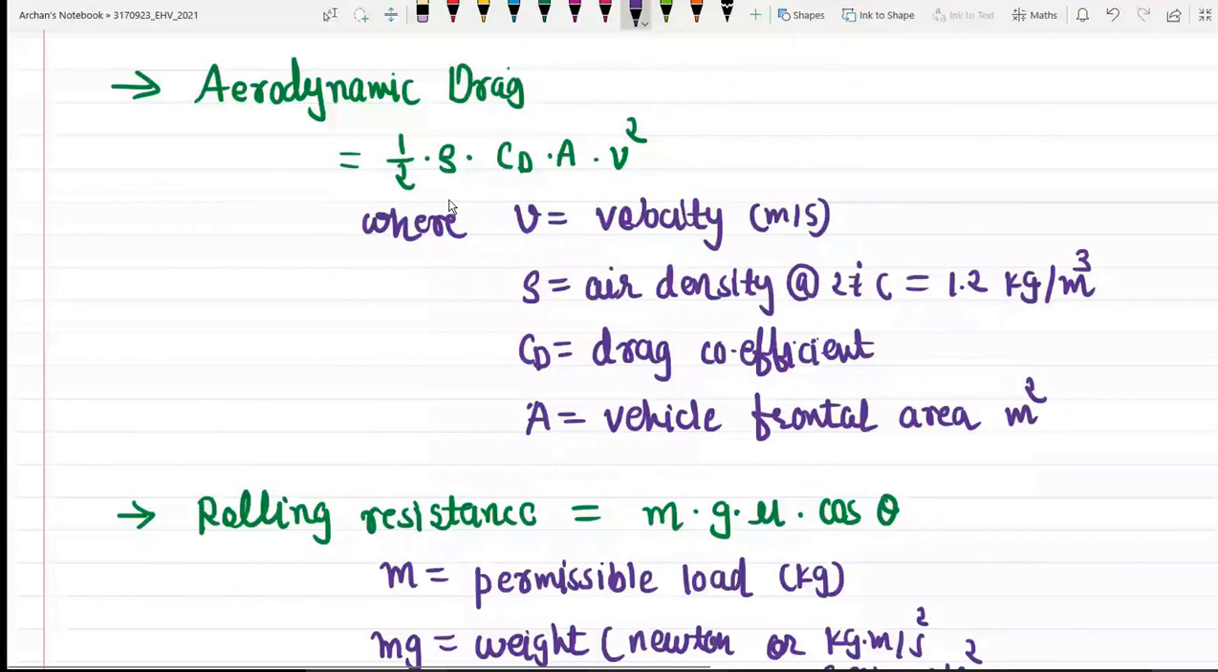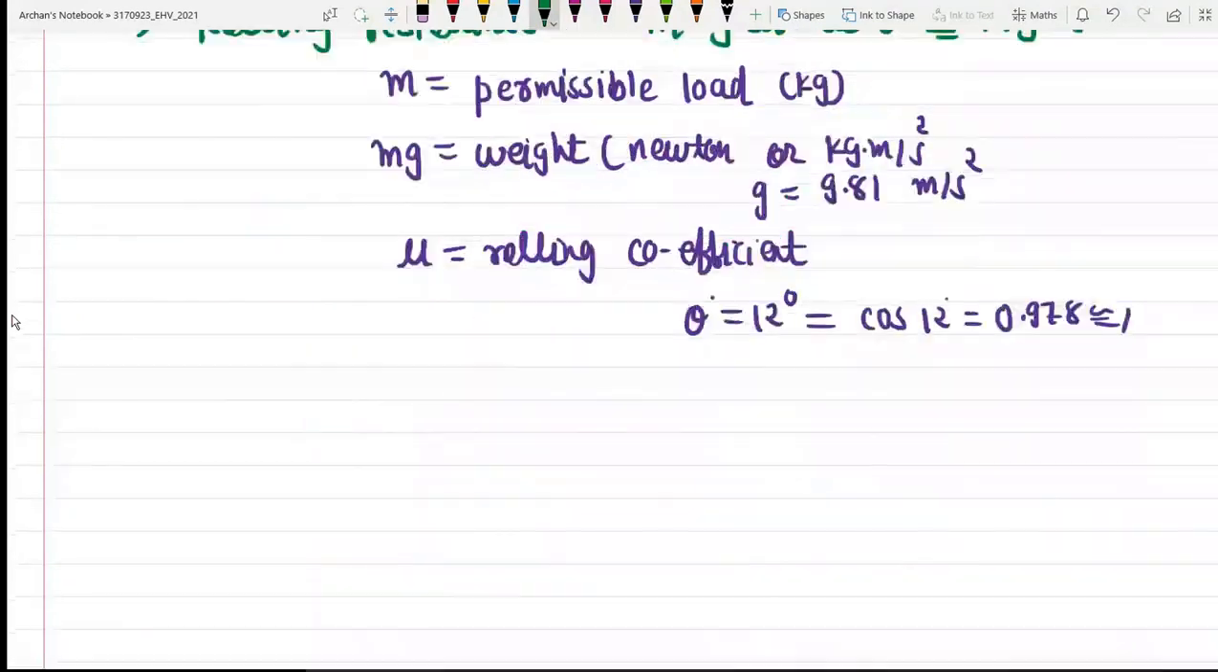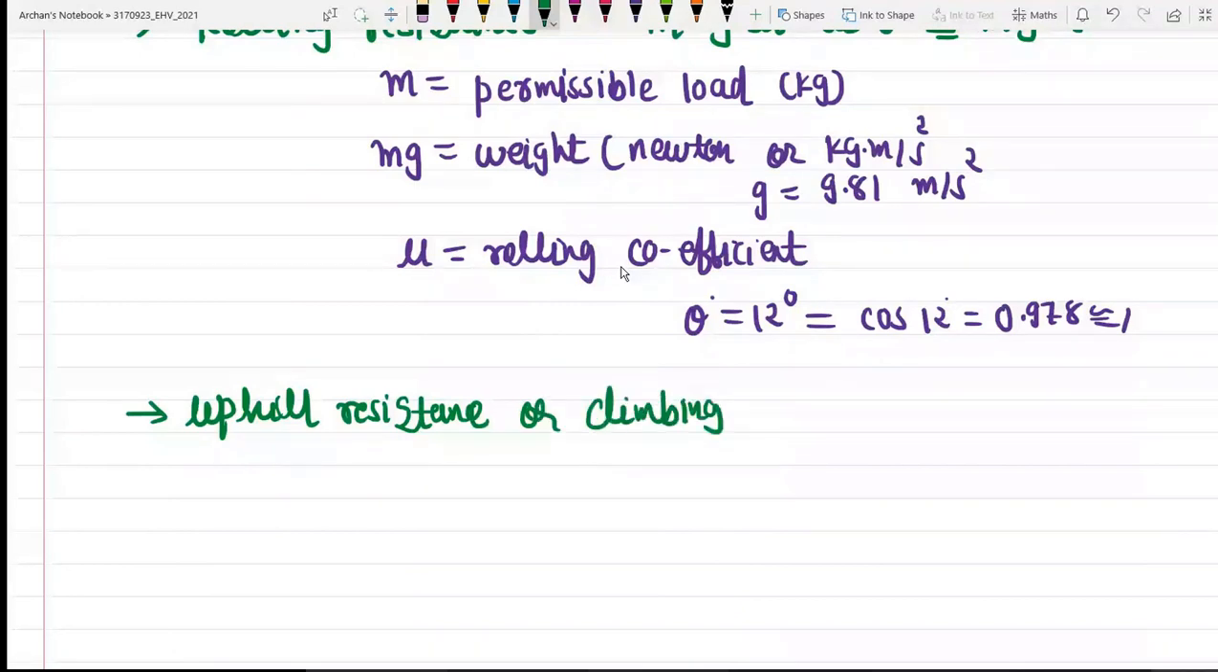So generally the rolling resistance is approximately given by mg mu, not mg mu cos theta. To find this, we will use the equation mg times mu. Then there is one more resistance, or you can say climbing force, which is given by uphill resistance. You also need to overcome this uphill resistance, or we can say gradient resistance, or the climbing force, right? And this climbing force is given by mg times sine theta.